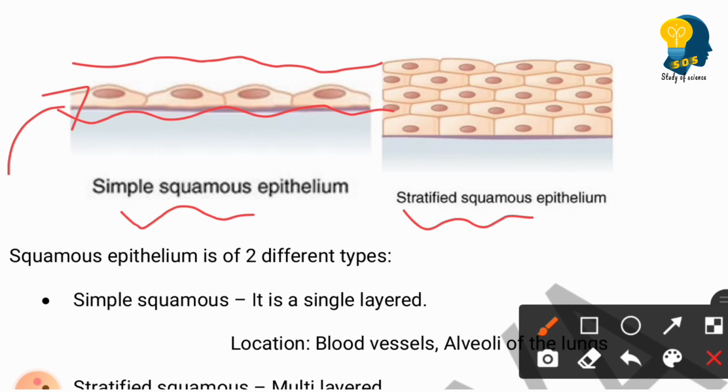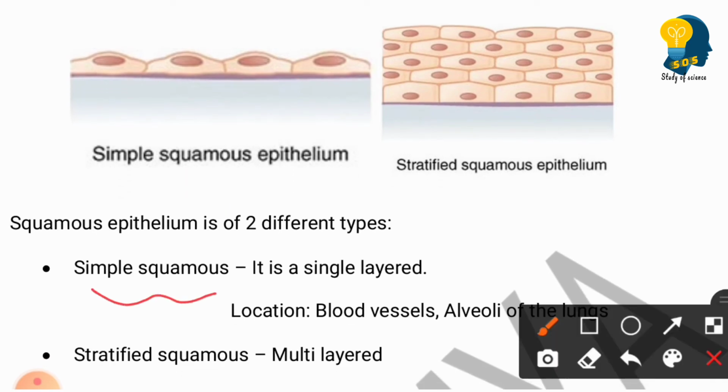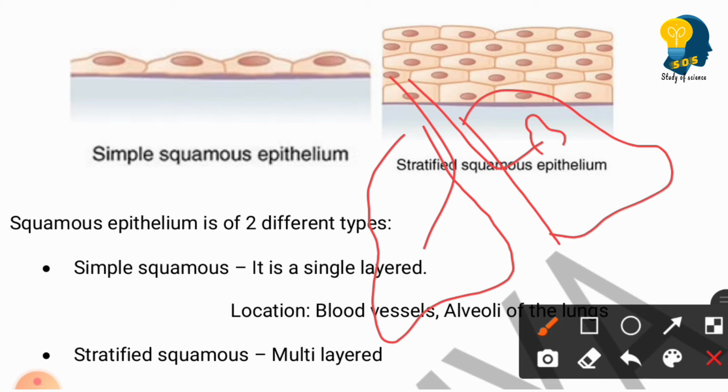Where is this simple squamous epithelium tissue present? It is present in the blood vessels and the alveoli of the lungs. It is a single layer tissue. I hope you all know roughly how the lungs look. It looks something like this. The lungs have small air sacs inside them, which we call alveoli, and inside the alveoli there is simple squamous epithelium tissue.